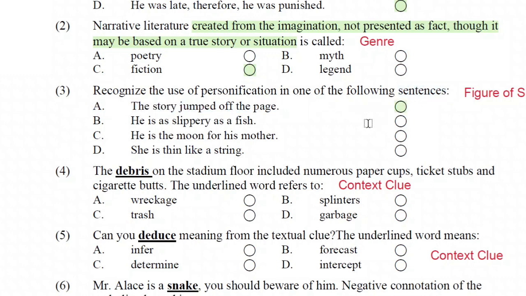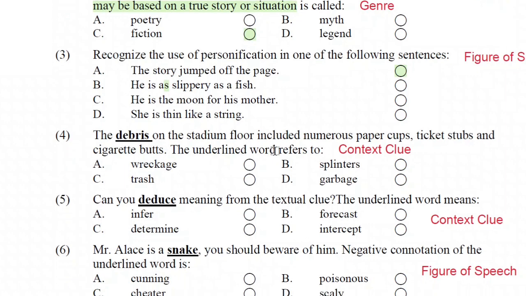Look at the next sentence, next option. This is as suggests. This is an example of simile. And he is the moon for his mother. This is an example of metaphor. She is thin like a string. This is again an example of simile.